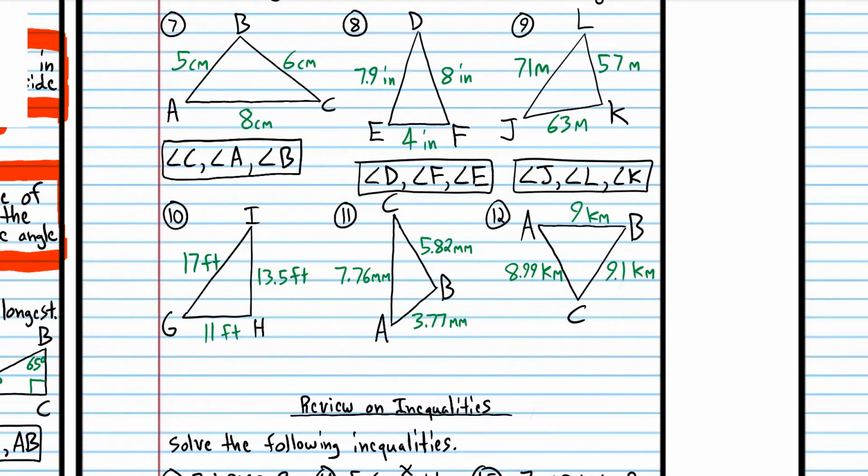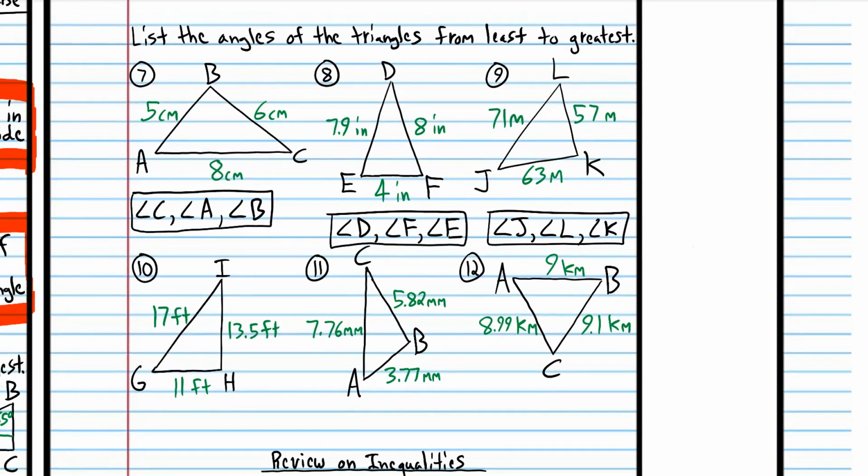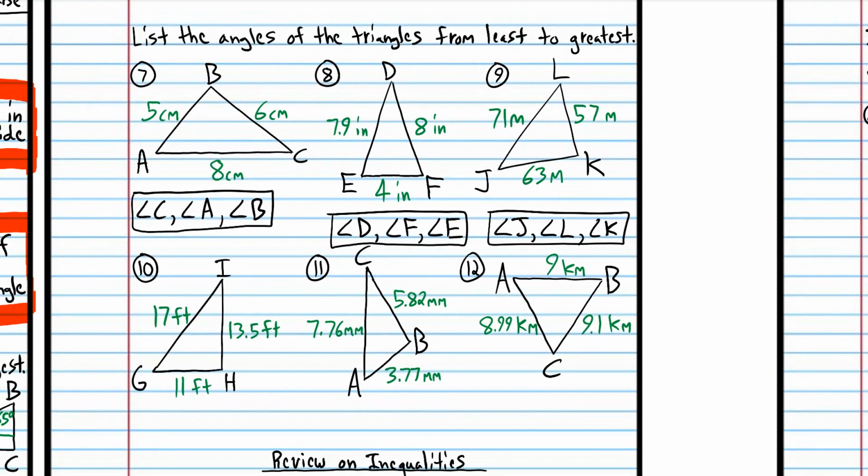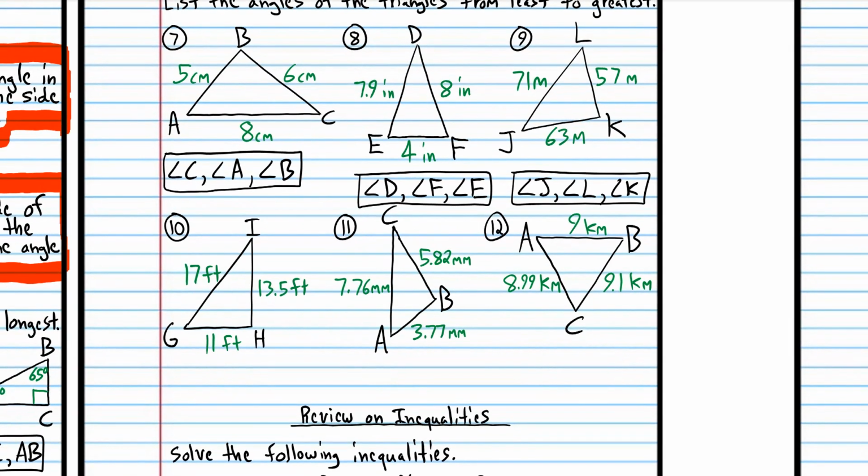So now it's time for you to try. Go ahead and try number 10, and when you come back, we'll do it together. All right, we're back. The smallest side is 11 feet, so the angle opposite that side is going to be the smallest angle, and so on and so forth. I think you get the point. So if you got that answer, good job. Go ahead and try number 11, and when you come back, we'll do it together.